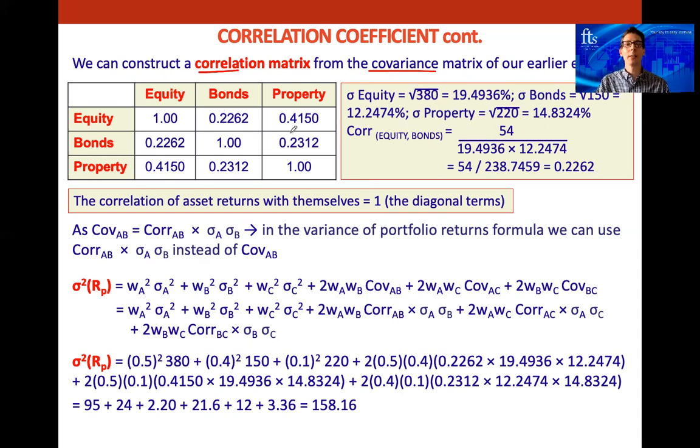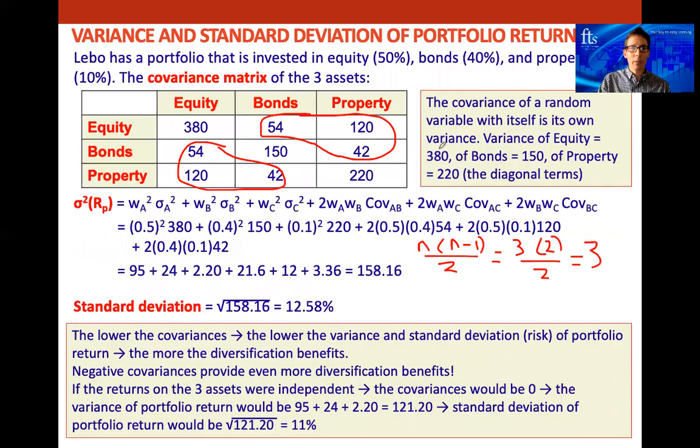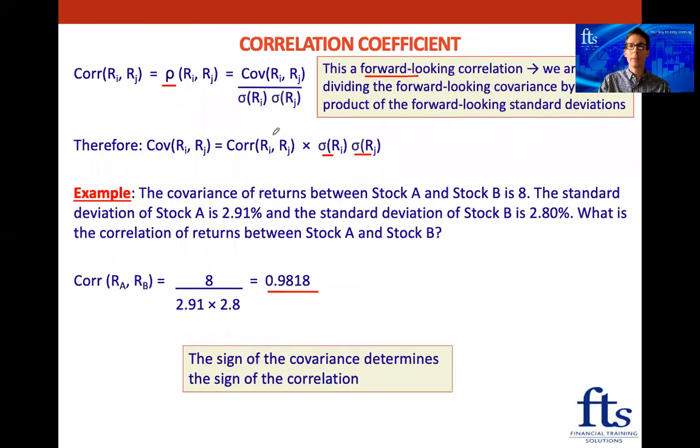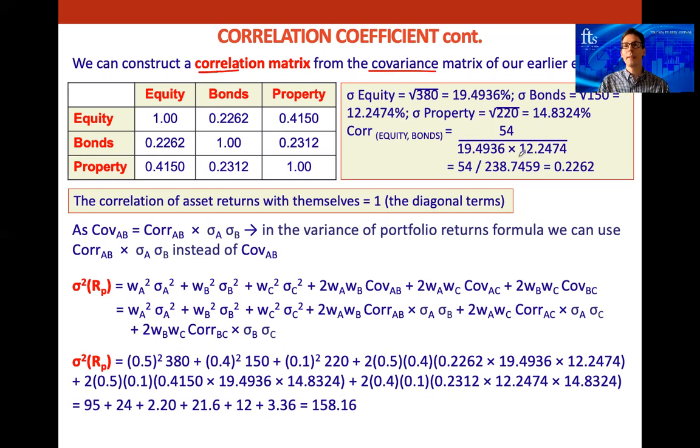I didn't work out the correlation of all of the numbers in our matrix, I've just done one, and you guys can do the rest for homework. So let's say we want to work out the correlation between equity and bonds. What do we need? We need the covariance between equity and bonds. Let's go back there. There's the covariance between equity and bonds, 54, and we divide that by the product of the standard deviations. The standard deviation of equity is 19.49, and the standard deviation of bonds is 12.24. So there is the correlation between equity and bonds, and that is put in over there.